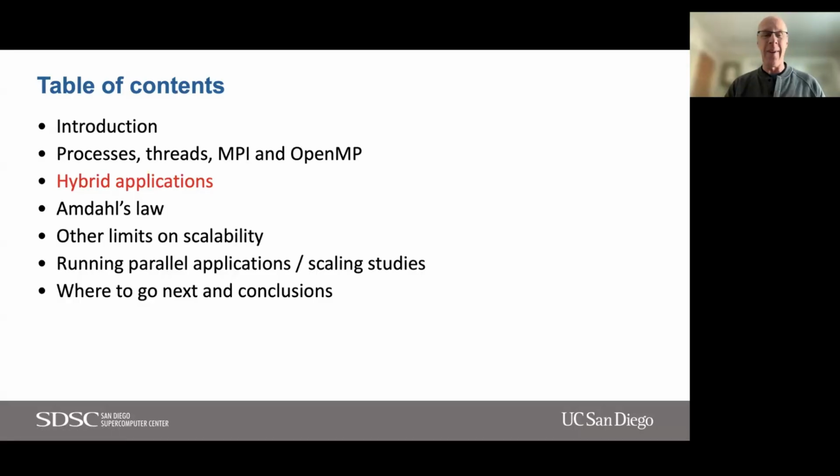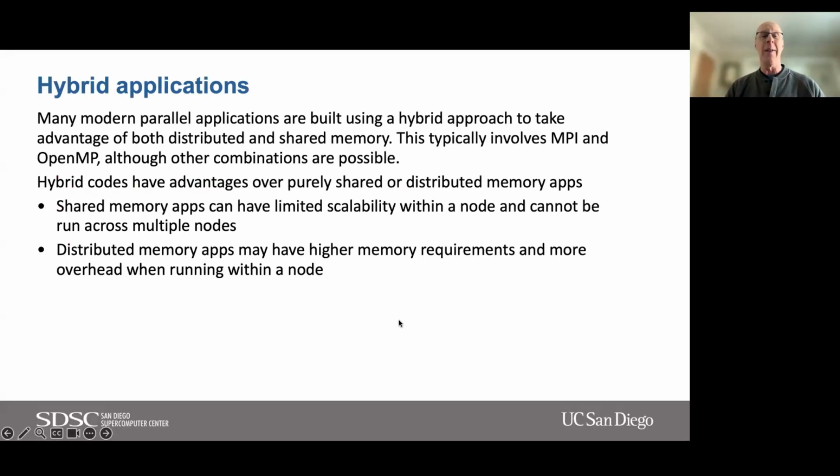Those were fantastic questions. Okay, so now we're going to get into hybrid applications. So we talked about using MPI to parallelize processes and OpenMP to parallelize across threads. But you're going to find that many modern parallel applications are built using a hybrid approach that takes advantage of both distributed and shared memory.